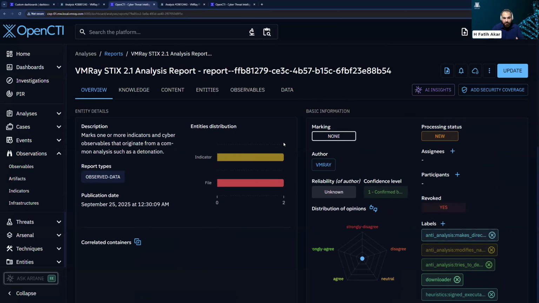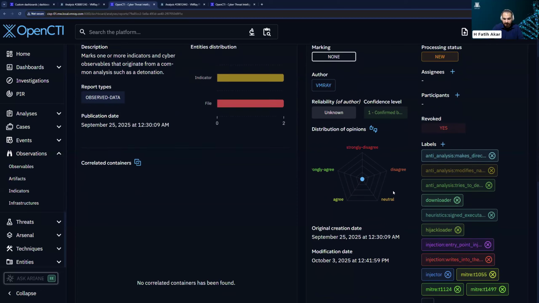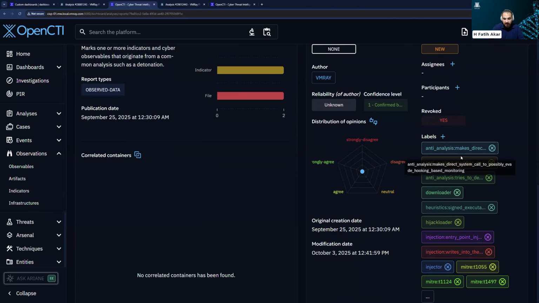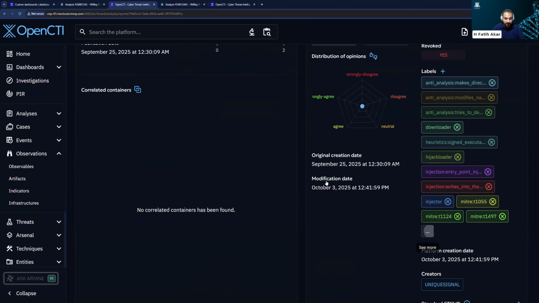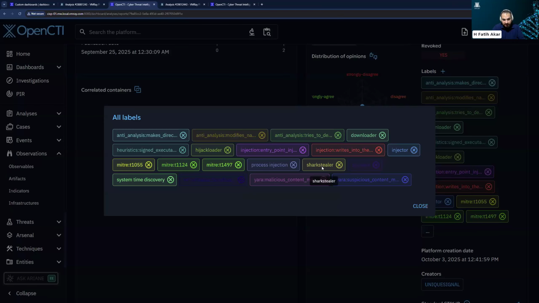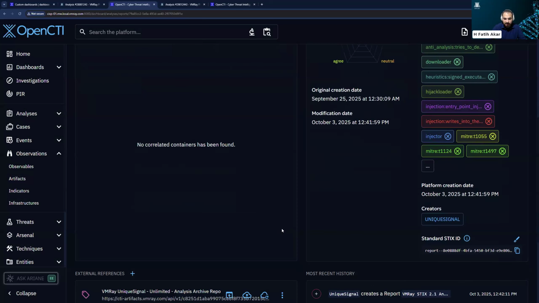And in here, you're seeing an example of the same report, but in a different product, right? Through this analysis report, we have two particular indicators, and in there, we are able to see all of the behavior that it is attached to and all the different things that we know about this. It's Shark Stealer. It's also using some other combinations of Hijack Loader, and it tries to inject into the memory of another process, which is also a very malicious thing.